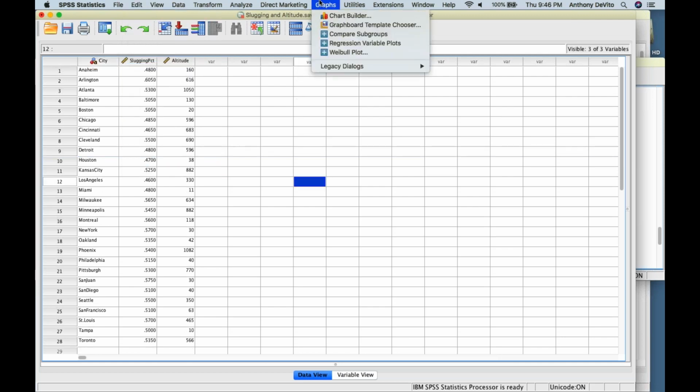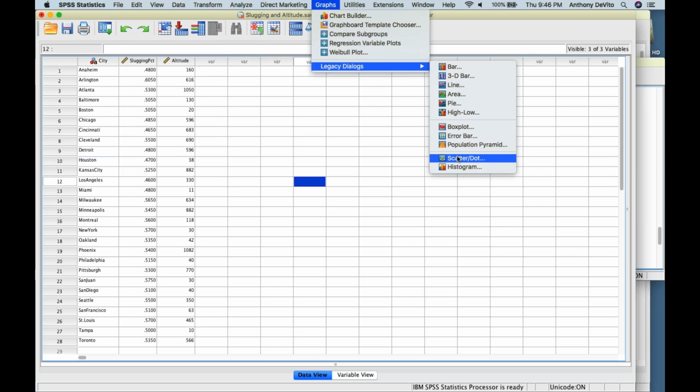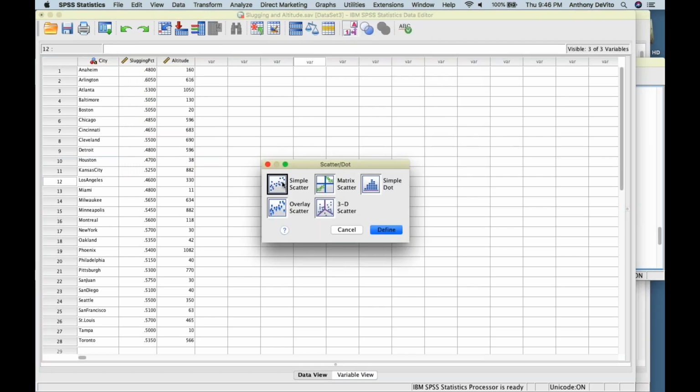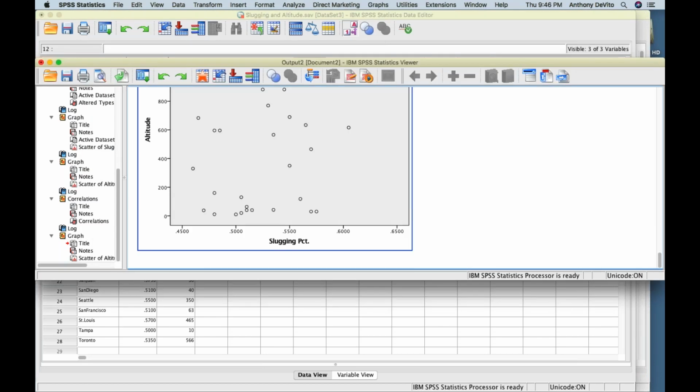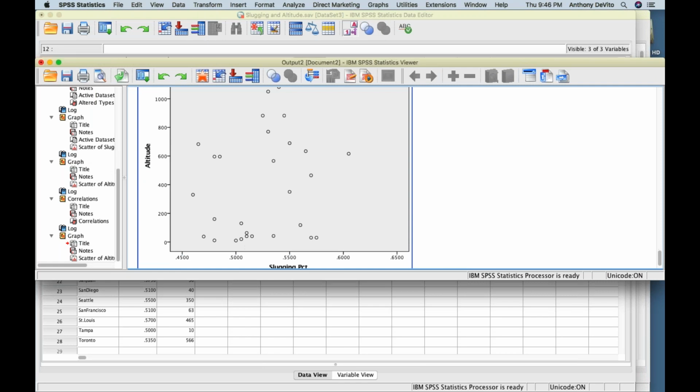So let's do our graph again. Analyze, legacy dialogs, scatter dot. Let's do it without Denver now. Okay, and I have my axes already set up. And let's see, wow, it's a little bit harder to see now, isn't it? Right, although maybe, I don't know.